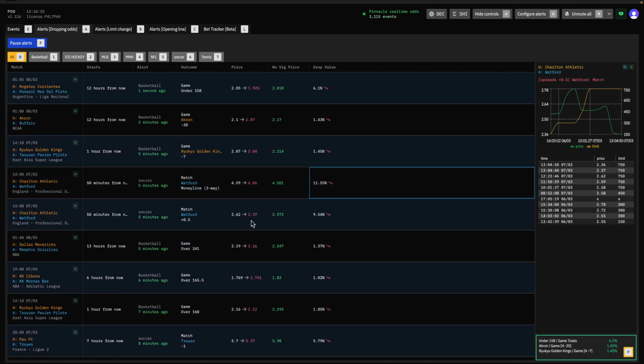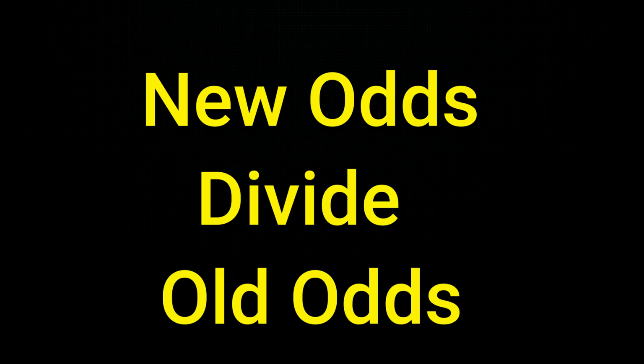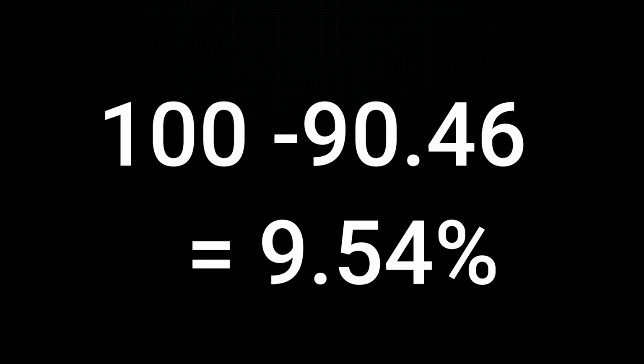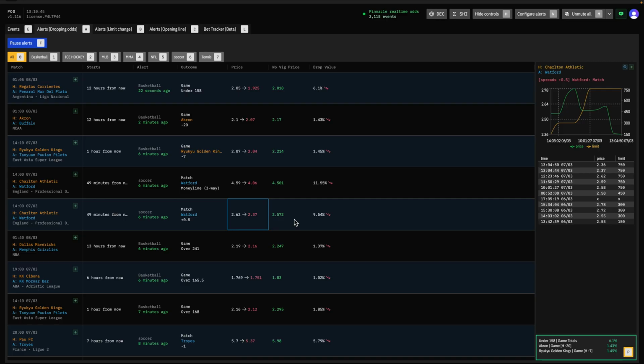Right, if we actually go onto that, what we do is we take the actual new odds at 2.37 and divide them by 2.62, that is the old odds, and then you get the value of 90.458. And if we take that away from 100, we get, there it is, 9.54. You could do that with all the odds, just practice it for yourself, but basically that's just showing you the actual drop value.